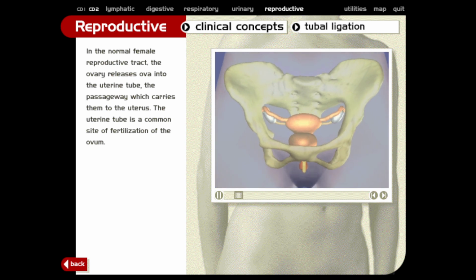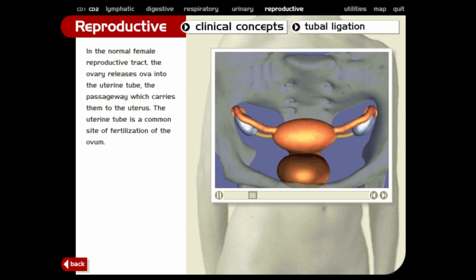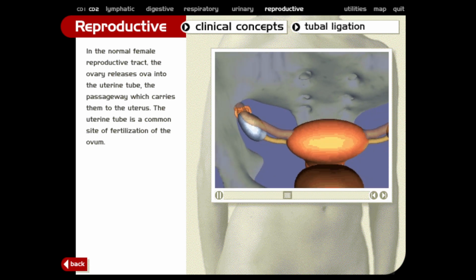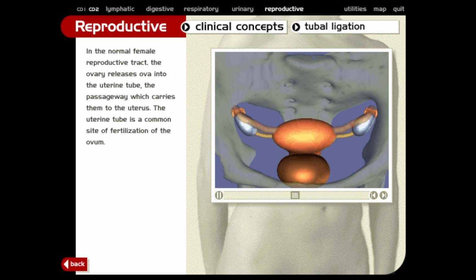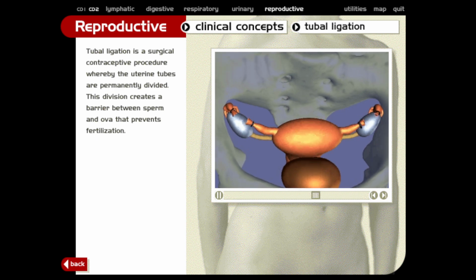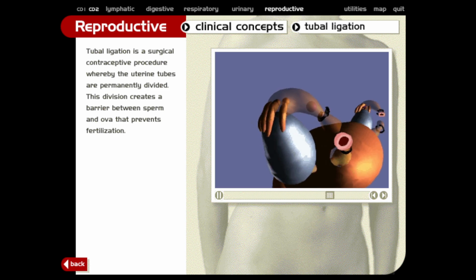In the normal female reproductive tract, the ovary releases ova into the uterine tube, the passageway which carries them to the uterus. The uterine tube is a common site of fertilization of the ovum. Tubal ligation is a surgical contraceptive procedure whereby the uterine tubes are permanently divided. This division creates a barrier between sperm and ova that prevents fertilization.